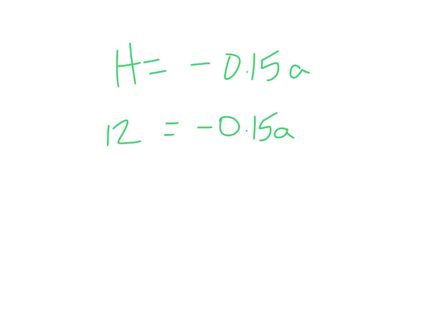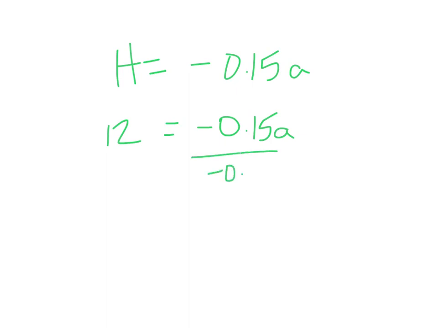Where did we get 12 from? You kept reading in the paragraph. The record low temperature in Hawaii is 12 Fahrenheit. So now can we solve for the record low in Alaska? Yes. What do I need to do? This is multiply. So we're dividing.